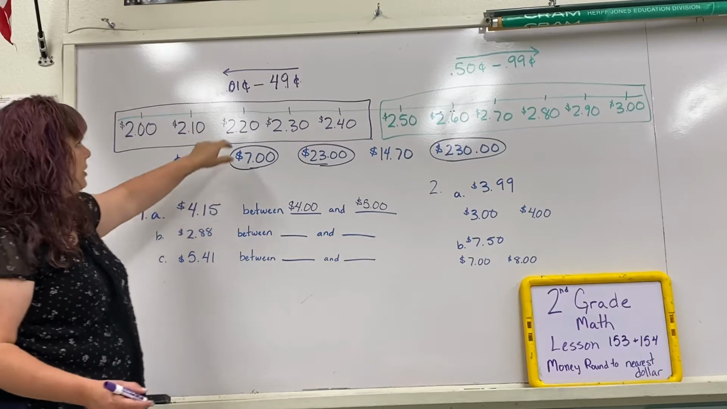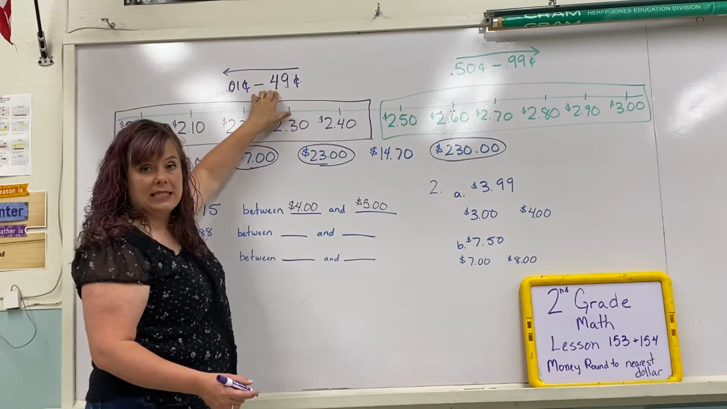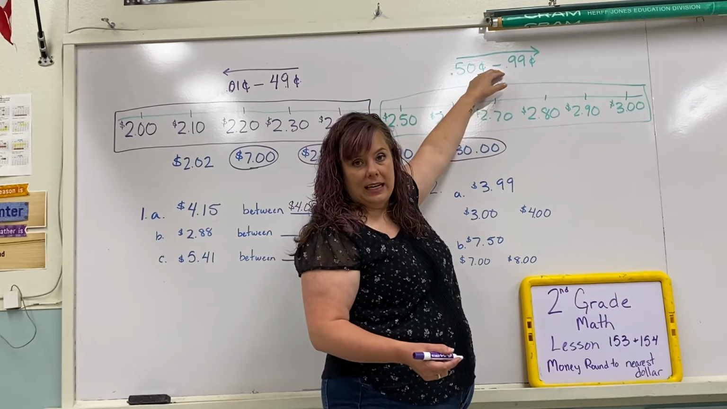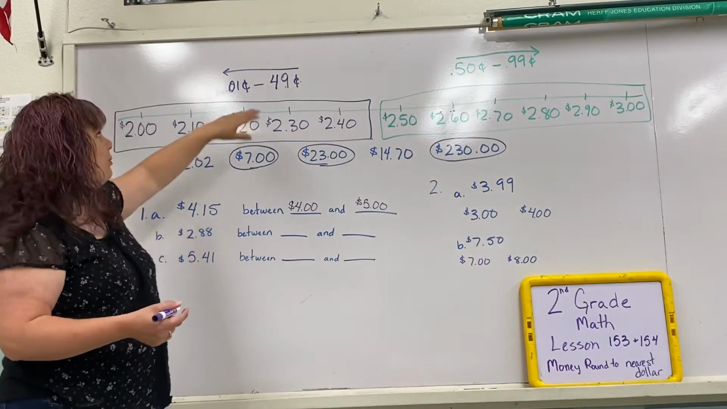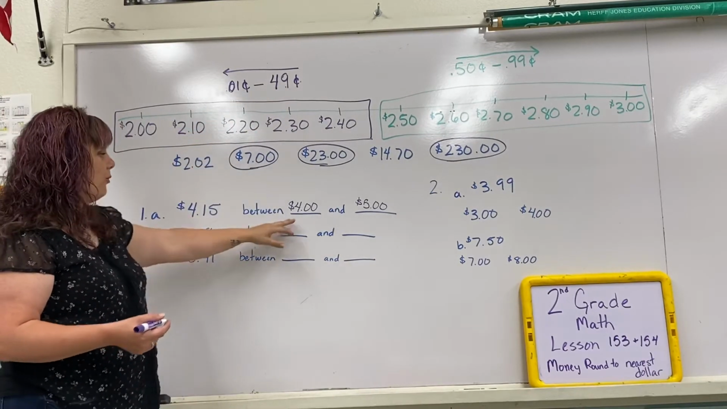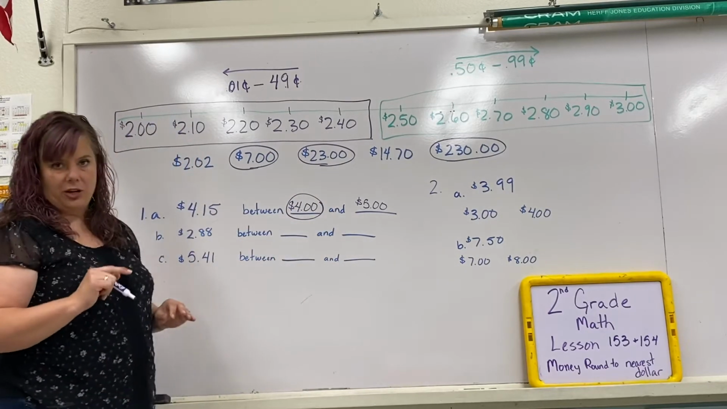So then it asks, which one are you supposed to round it to? 15 cents. So let's come up here. Where does 15 cents fall? Is it between 1 cent and 49 cents? Or is it between 50 cents and 99 cents? Well, if you answered correctly, you would have said 1 cent and 49 cents. So this one is actually closer to $4. So we're going to circle the $4. They've actually already done that for you.